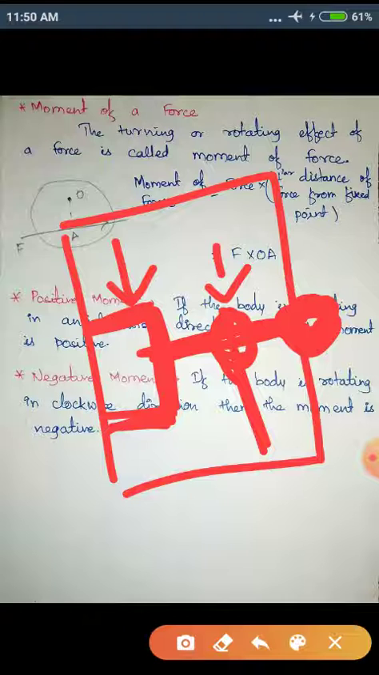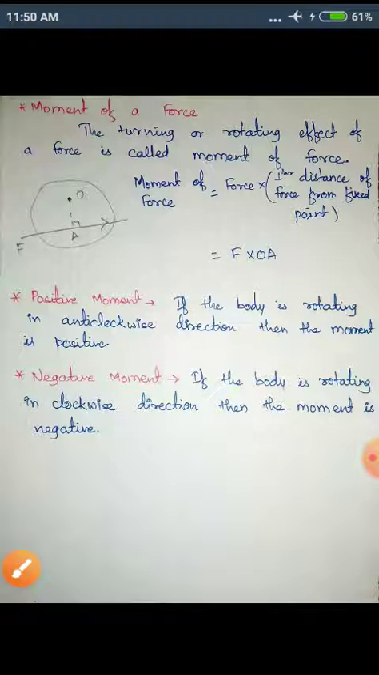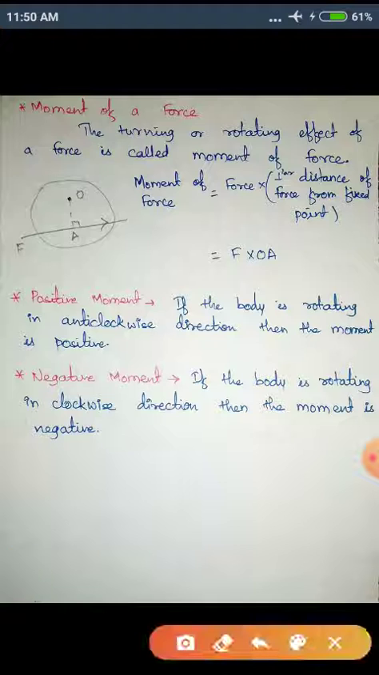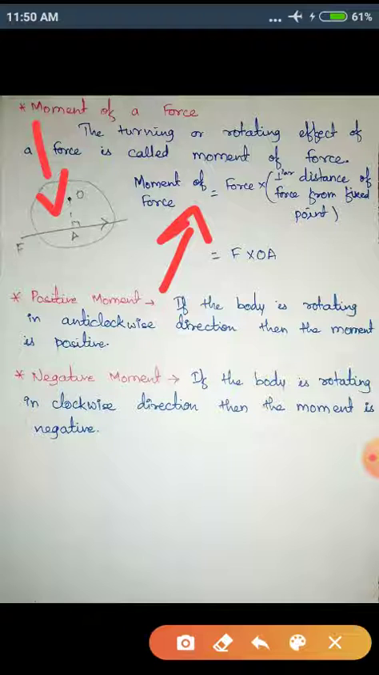We'll need more force. Therefore, moment of a force is given by force into perpendicular distance of force from the fixed point. So in this case, what is the perpendicular distance? If you can see here, distance OA is the perpendicular distance, and force is F. Therefore, moment of force is F into OA in the above diagram.